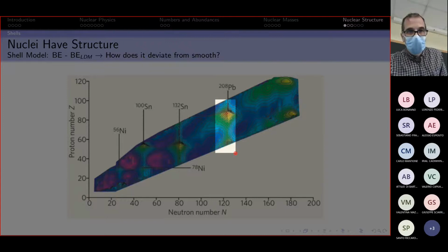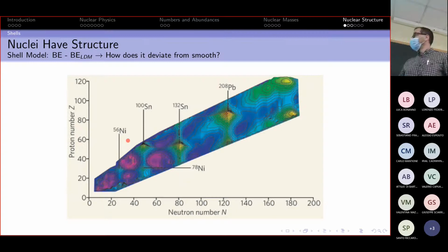The binding energy is actually higher than we think, right? They're higher than we might have thought. In some places, yeah. So we used to think a nucleus was like a soup. You just put the ingredients in and they get all mixed up and it's nice and smooth. But it turns out there are certain nuclei that are more tightly bound than others. And you pointed them out: nickel, tin, lead.